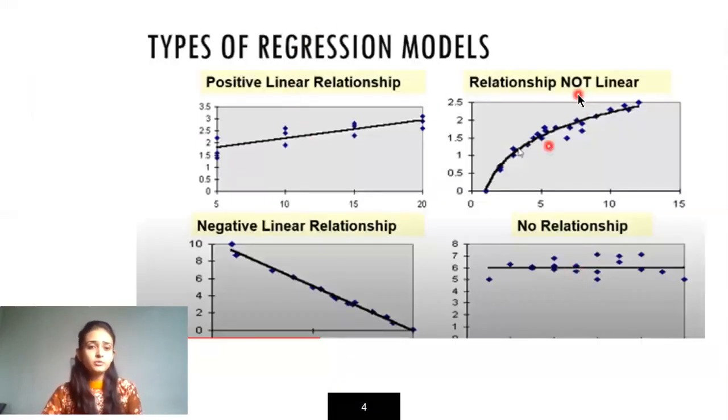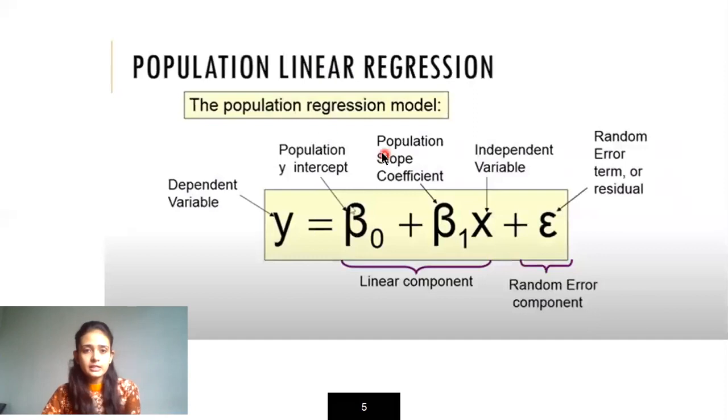There are different types of regression models available. These are the four different types: the positive linear relationship, the relationship that is not linear, the negative linear relationship, and no relationship. From these four, we have to focus only on the first one, the positive linear relationship. This is how my linear line looks. So let's study in detail.